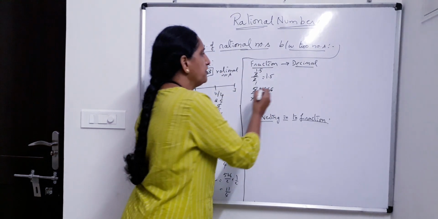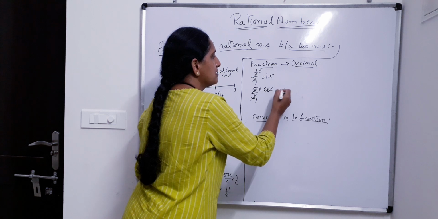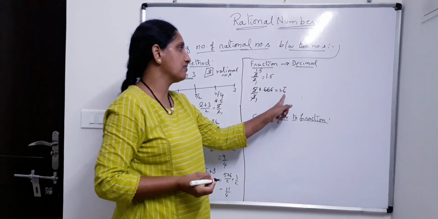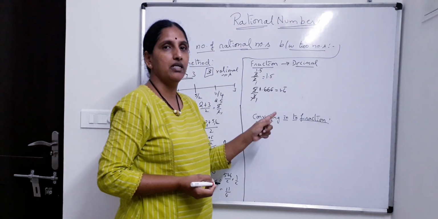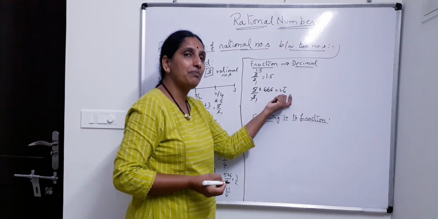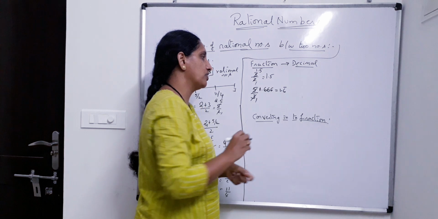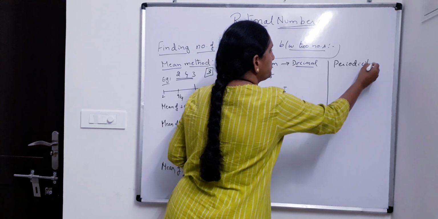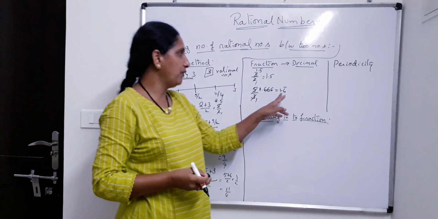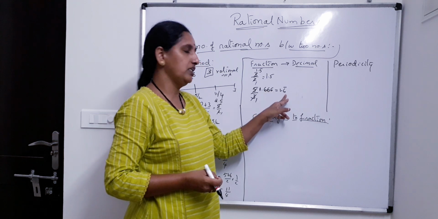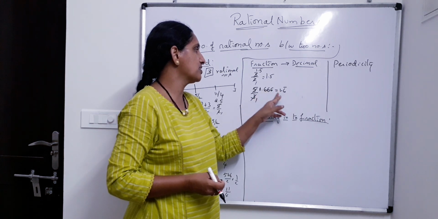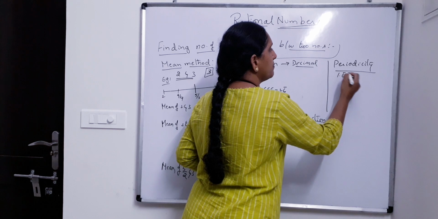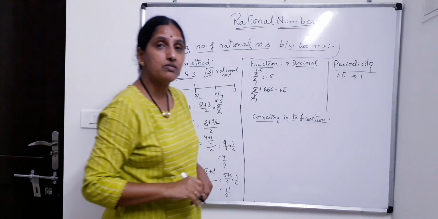1.6666666. So how are you going to write it? 1.6 bar. We are writing it as 1.6 bar. That means 6 is repeated periodically. So what is the periodicity here? 1 is the periodicity. What is meant by periodicity? How many decimals are repeated? Here only one decimal is repeated. That is, one digit, 6, is repeated. 6, 6, 6, 6 always. So the periodicity of 1.6 bar is 1.